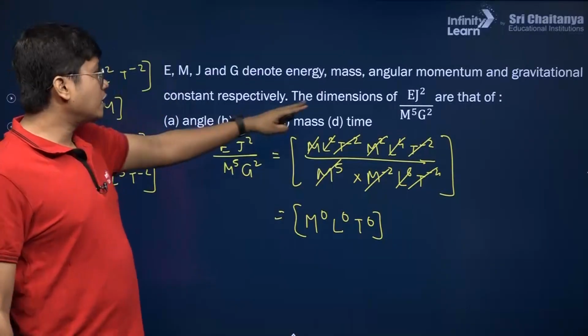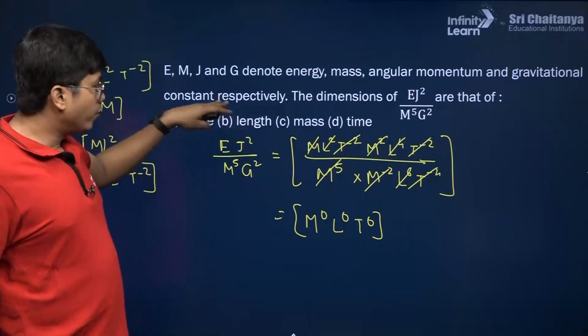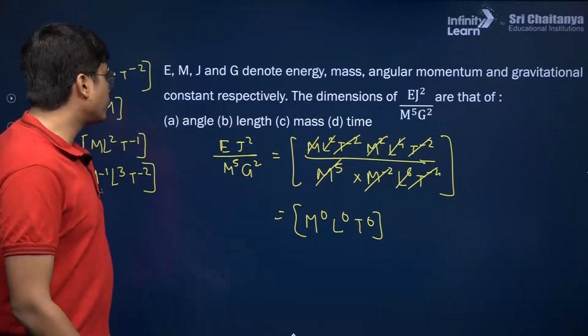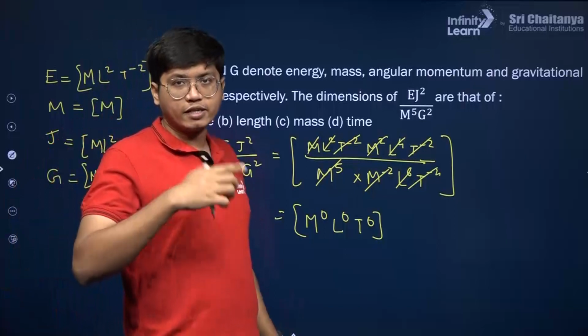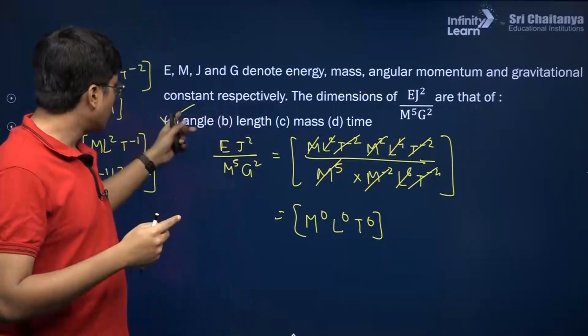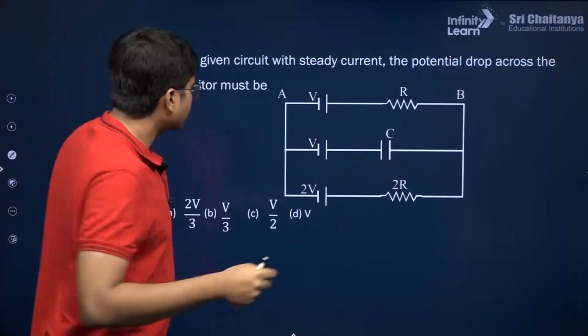Now we have to compare the dimensions of this with one of the options. Which one is a dimensionless quantity here? It is angle, because it's the arc length divided by the radius, length by length. Okay, so that is our correct answer.